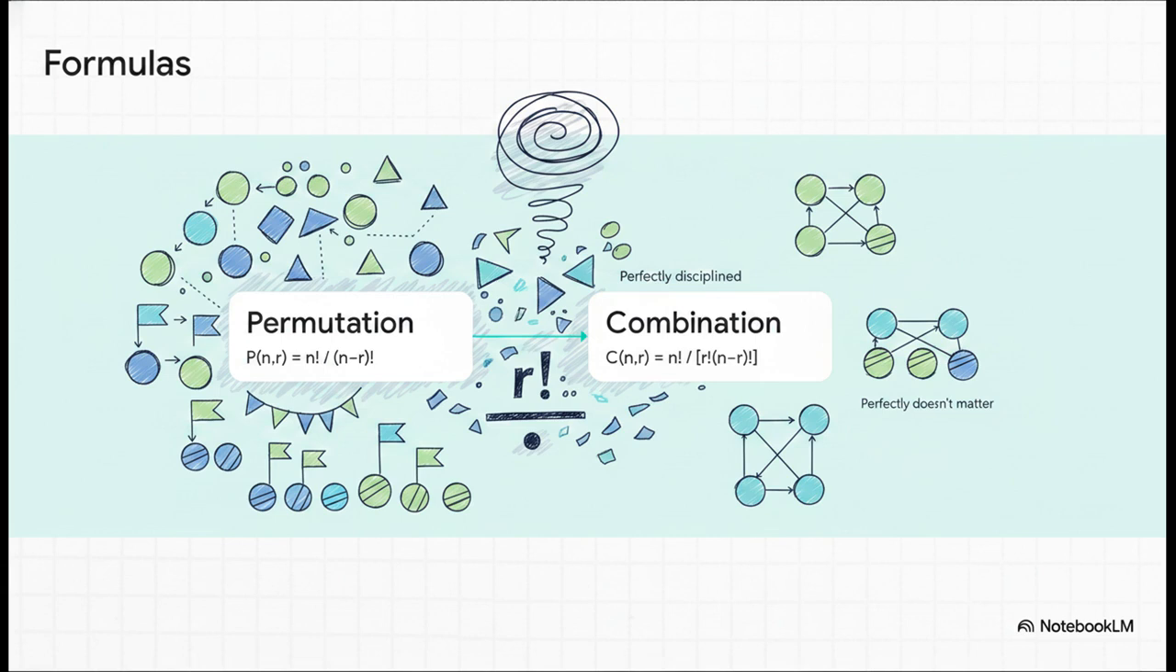Step 1, you start with your permutation. You're counting up all the possible arrangements where order matters. Step 2, you divide out the redundant orders using r factorial. You are quite literally stripping away the importance of position. And then, step 3, you seamlessly arrive at your combination. A combination is really just a permutation that's been perfectly disciplined to ignore order. To put it simply, permutations give you every possible string, and combinations group those strings into meaningful bundles.